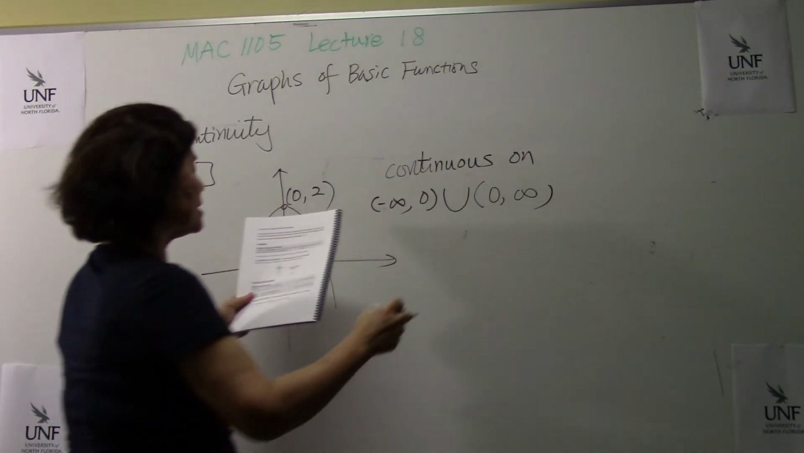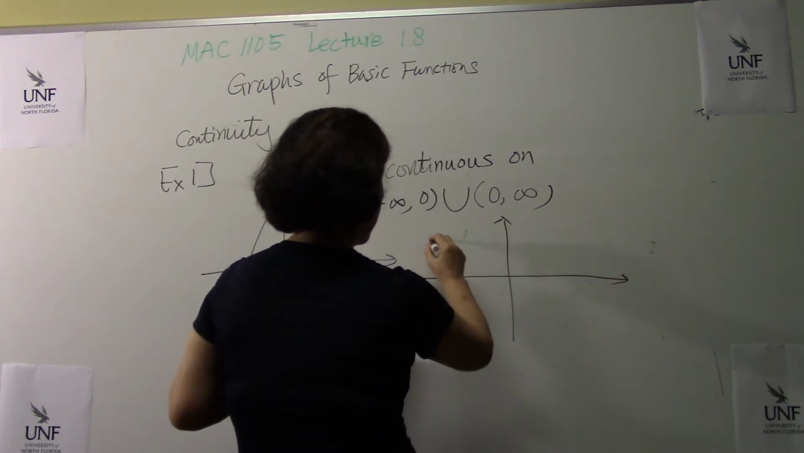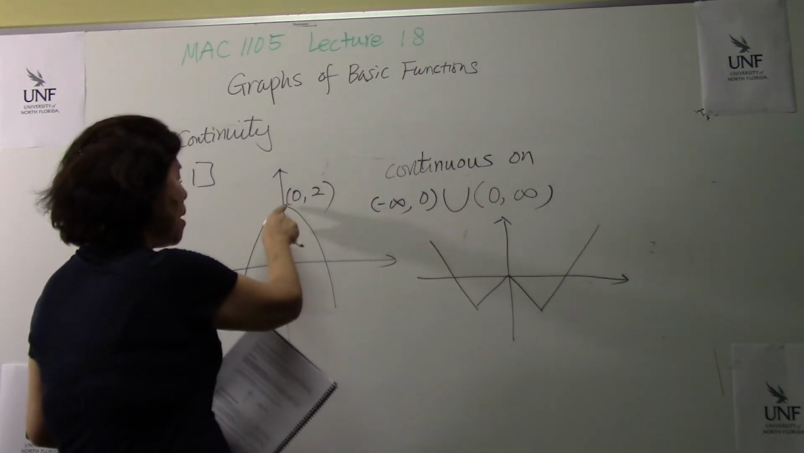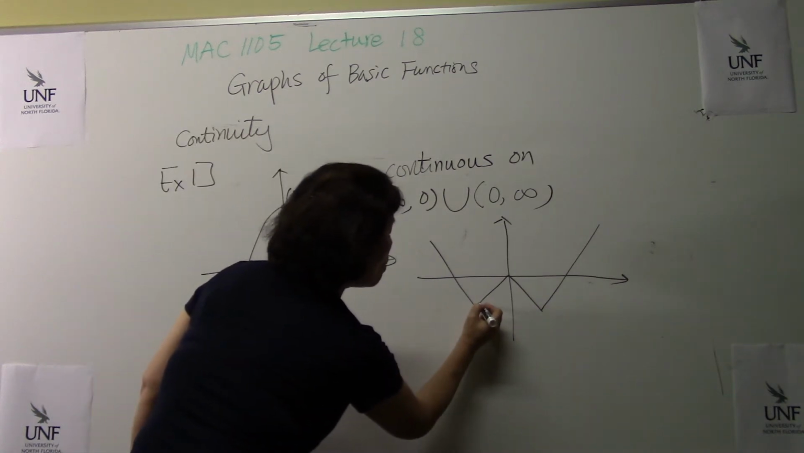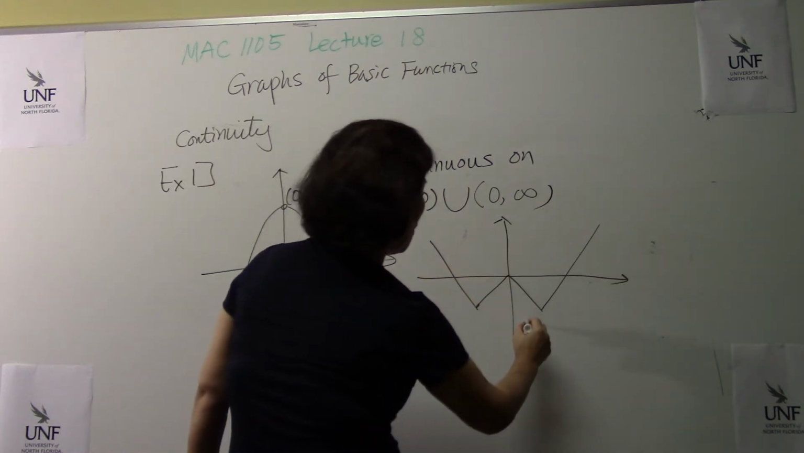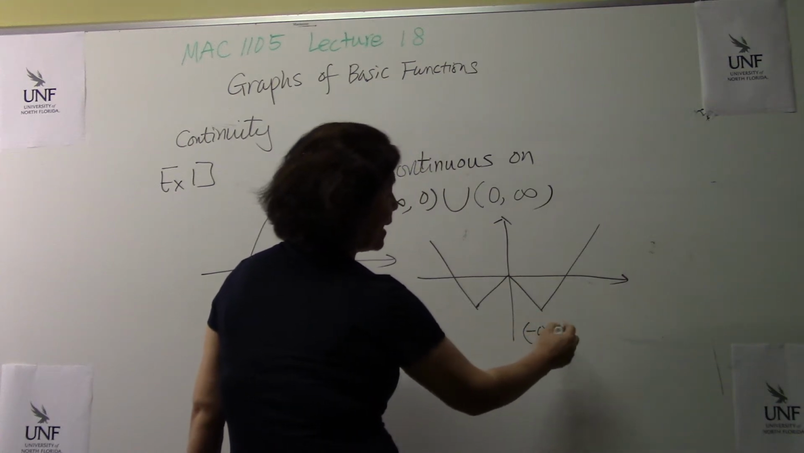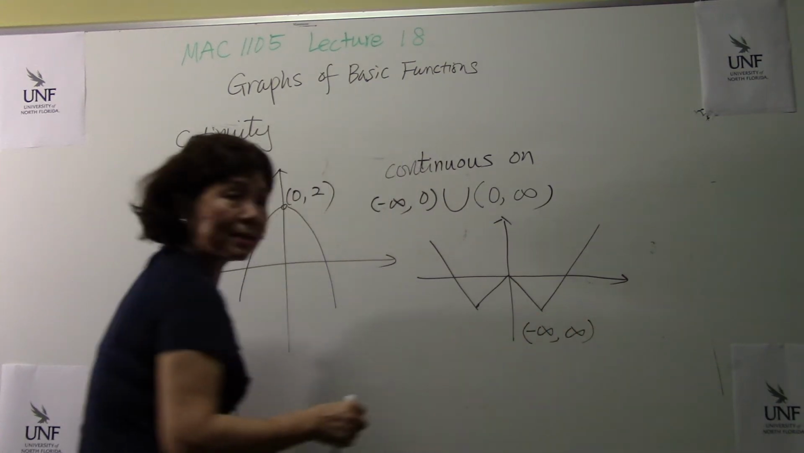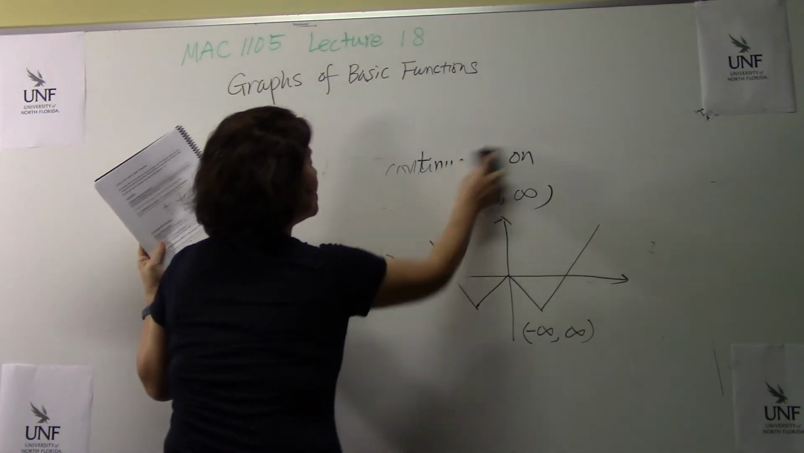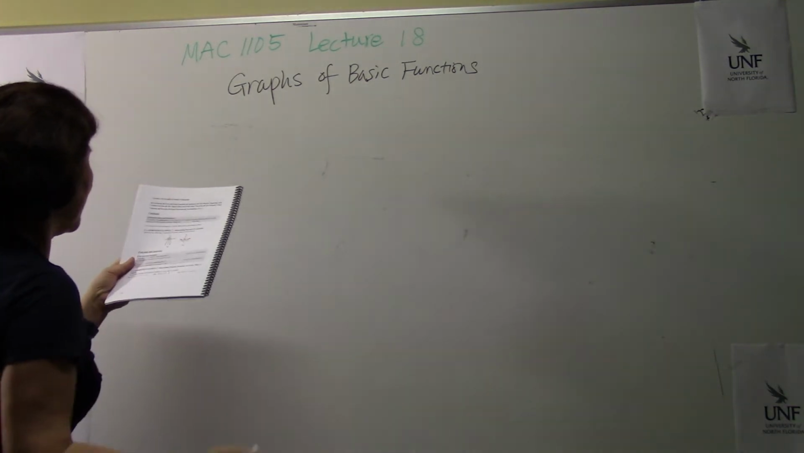On the other hand, the next graph looks like a W over here. Do you see any point like a hole here? There is no hole or gap in the graph, so this is continuous over all real numbers, the entire real number line, therefore from negative infinity to positive infinity. Okay? So it is very obvious when you have a graph. Just look for any gaps or holes in the graph.